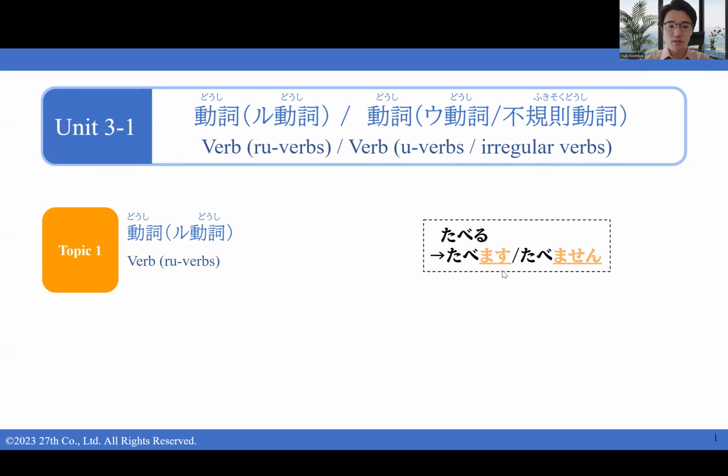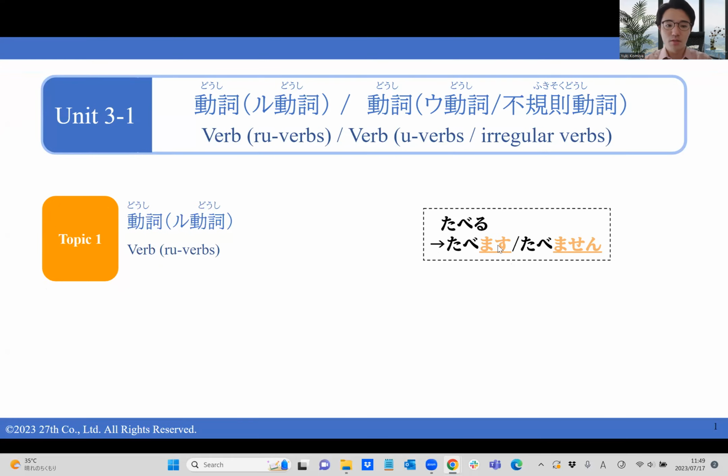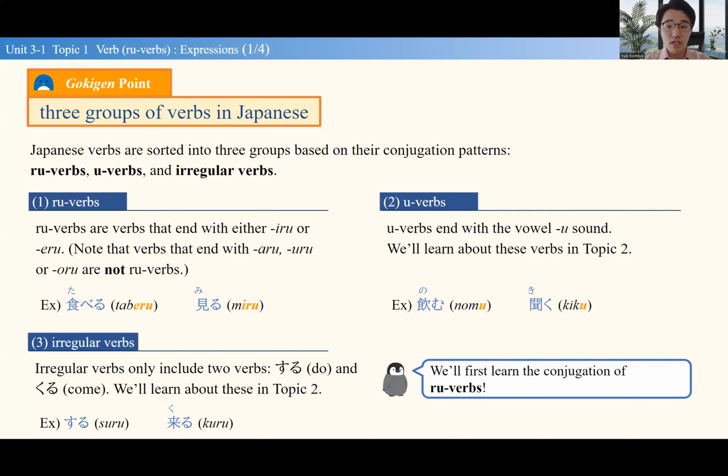So first of all, it's important to learn the three categories of the Japanese verbs. So here's the three categories of Japanese verbs. So ru-verbs, u-verbs, and irregular verbs. The ru-verbs are the verbs that end with the iru or eru sounds. So like taberu, to eat, miru, to watch. So verbs ending in iru or eru are called ru-verbs.